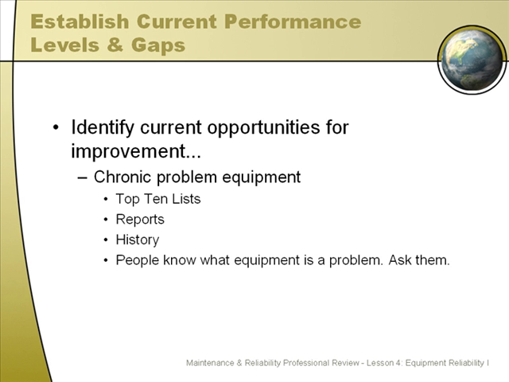I would recommend the use of top 10 lists, and we're going to look at that in more detail in a couple slides. The other thing is, you can run reports if you have a good CMMS package. They'll tell you what the chronic equipment is even if your people don't want to tell you or don't have a good idea. You can look at equipment history and see where the time and money is being spent and so forth. But people really do know what equipment is a problem, so just ask them.